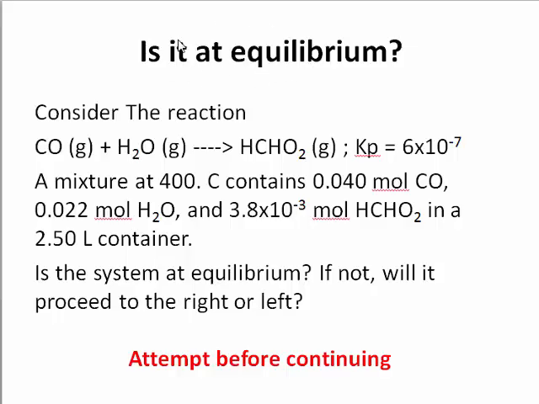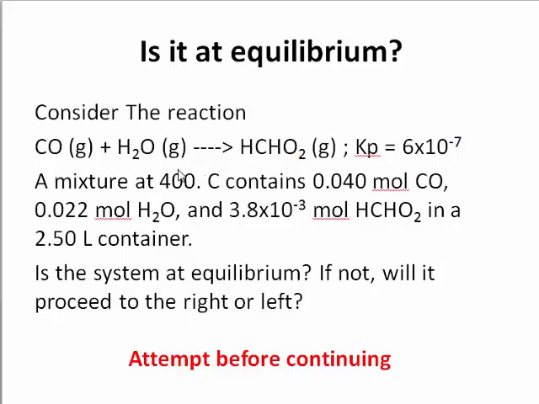You can ask if a system is at equilibrium. Consider this reaction, for example. Carbon monoxide and water combine to make formic acid. Now, this is an equilibrium system at the temperature at which we're going to consider the problem. Kp is 6 times 10 to the negative 7. And here we consider Kp because all three of these substances are gases.